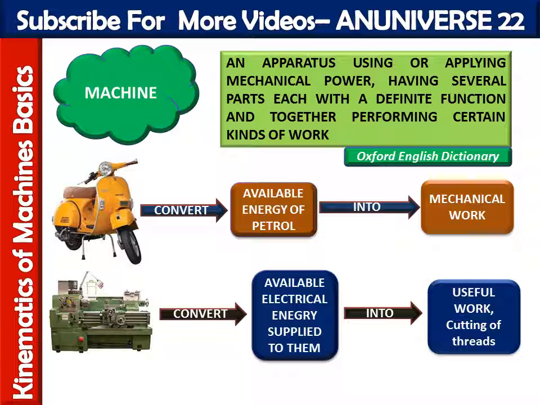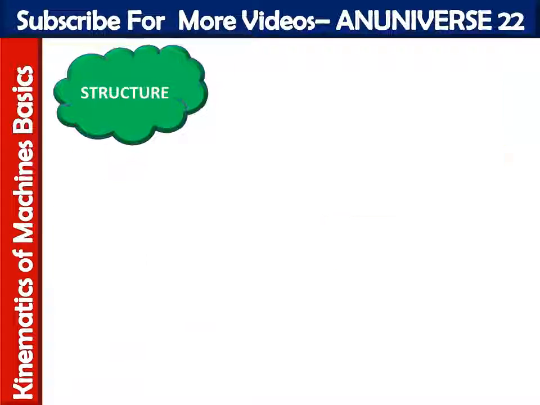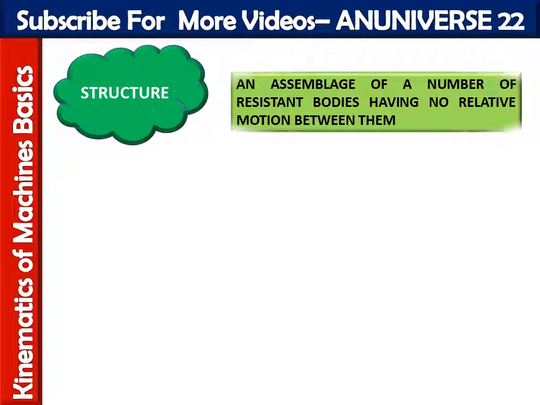So now the second term, that is structure. Firstly, what is a structure? A structure is an assemblage of a number of resistant bodies having no relative motion between them. So firstly, what is a resistant body? A body is said to be resistant if it is capable of transmitting the required force with negligible deformation. And these bodies are the parts of machines which are used for transmitting the motion and forces.